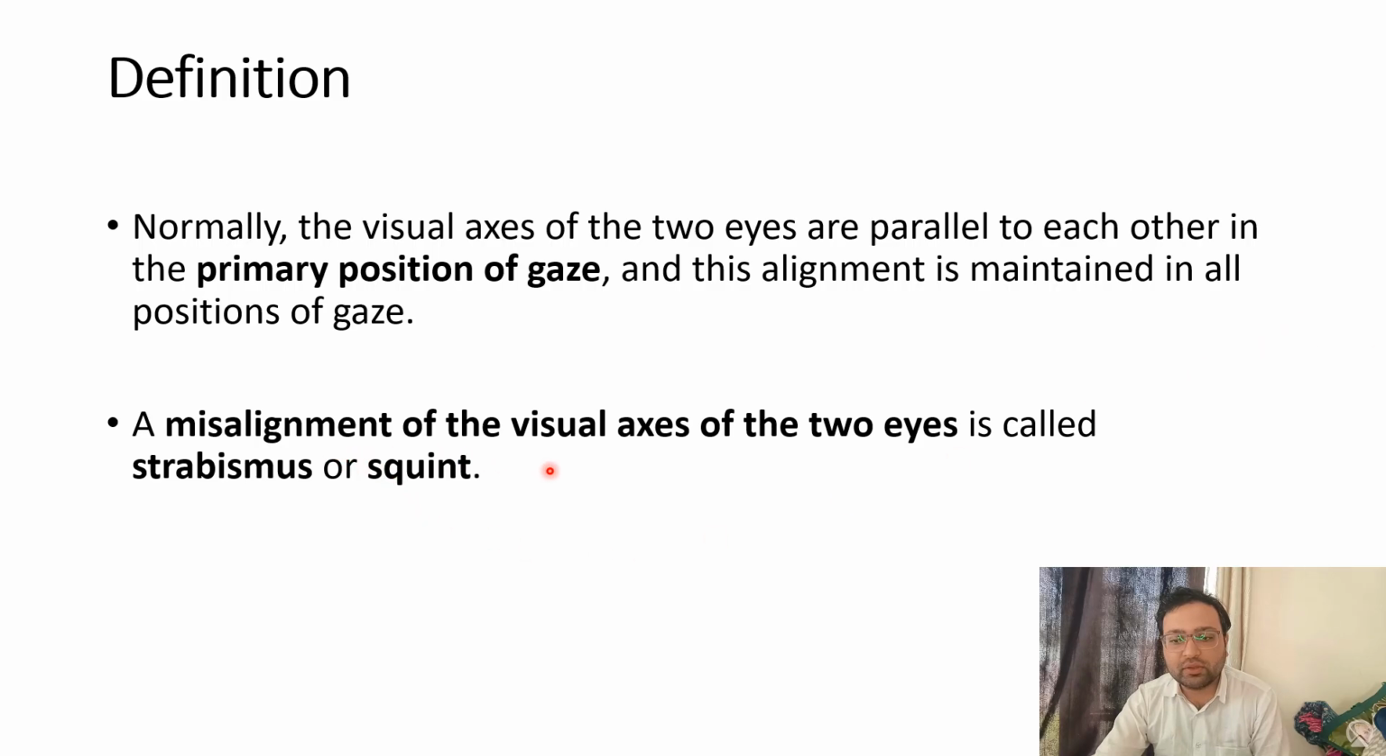It is a misalignment of the visual axis of the two eyes. Normally, the visual axes of the two eyes are parallel to each other in the primary position of gaze, and this alignment is maintained in all positions of the gaze. When there occurs misalignment of the visual axis of the two eyes, this is known as strabismus or squint.